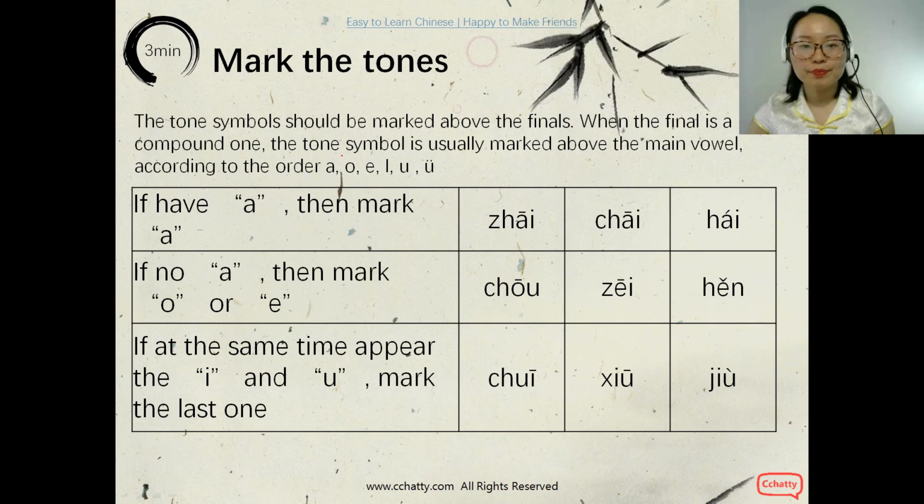If I have a here, we will mark on a, like this one. See, we mark it here. So, zhai, zhai, and then chai, chai, and then hai, hai, the mark is here. And when there's no a, but there is o or e, you can mark on o or e. You just need to remember, we mark it according to the order. And with i and u together, we mark the last one, like chui, chui, and xu, you can see, we mark here. We mark on the last one, okay? This is how we mark the tones.